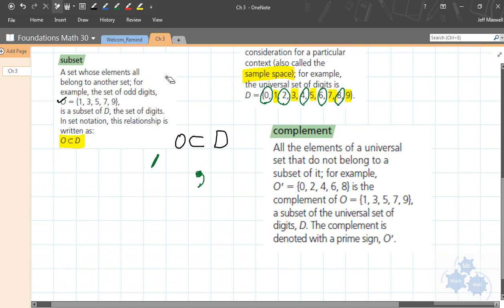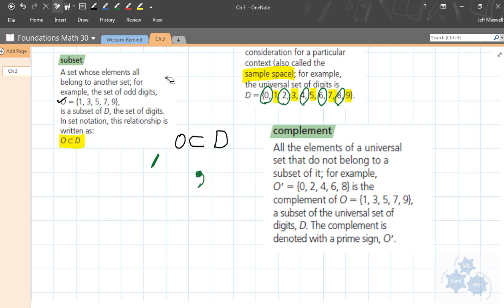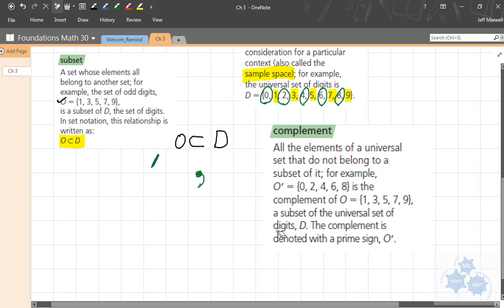If you think about the term, something that's complementary, a complementary thing is something that goes alongside another thing. It's not the same, but it sort of goes along with it. In a sense, if we think about a subset of numbers, the thing that comes alongside would be everything else that surrounds it. I don't know if that helps, but that's how you can remember that. So the complement is all elements that do not belong to a subset.